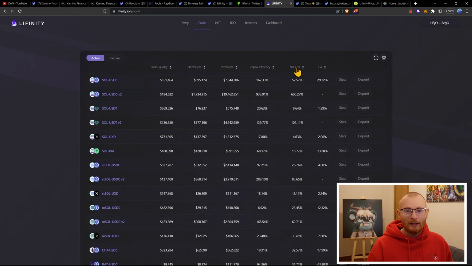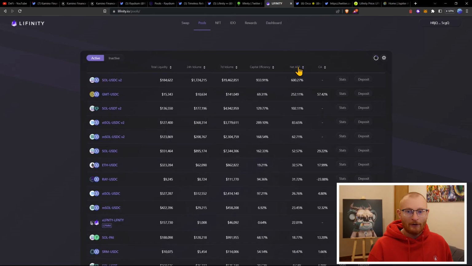Up the top here, we can look at Net APR and just toggle that on. So this is their V2 pool, and this is what they believe their net APR will be. As you can see, there's $184,000 worth of liquidity, and the volume in just a week is almost $20 million. So in one day, it's 1.7 million. So it's almost 10 times the amount of liquidity in there, which is very, very good.